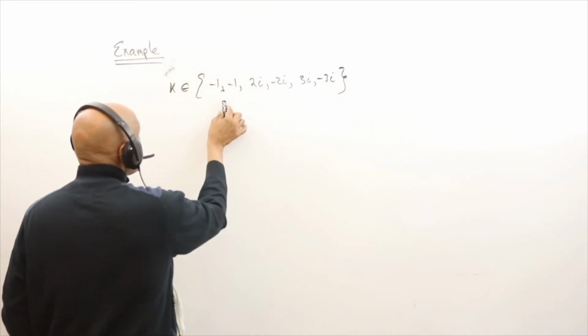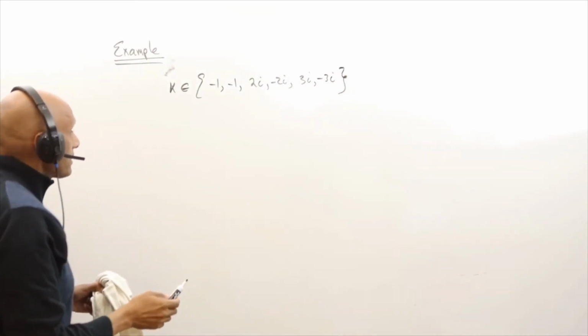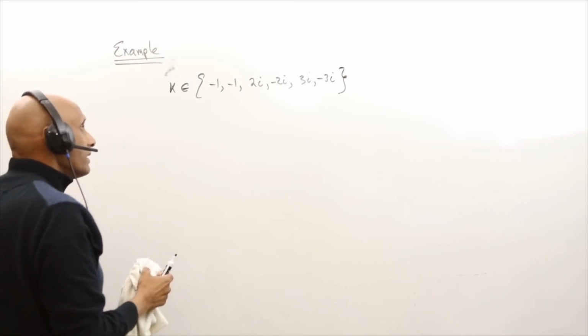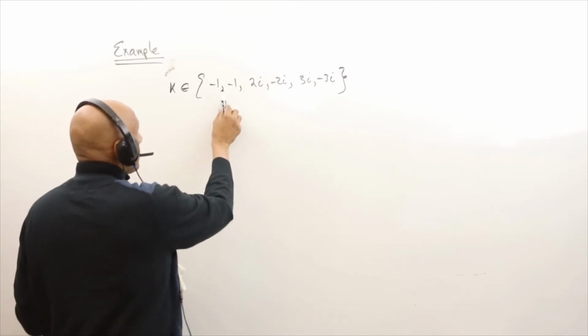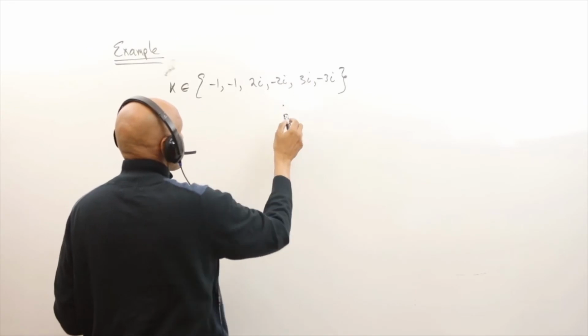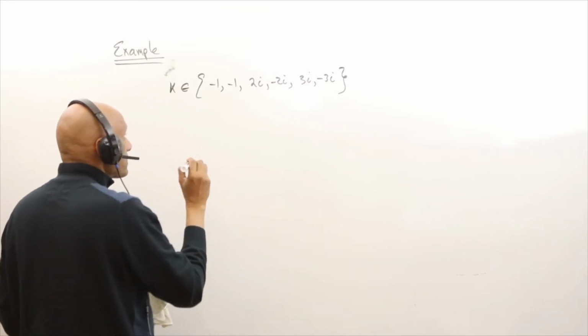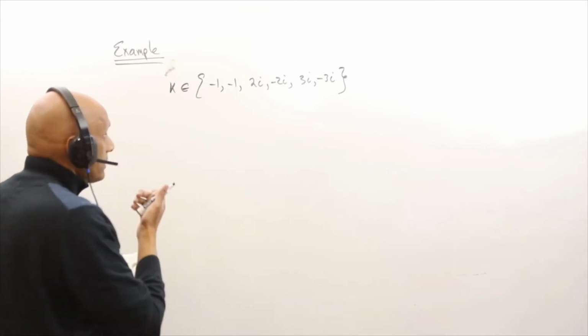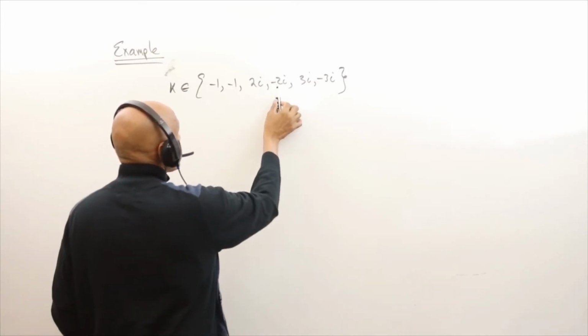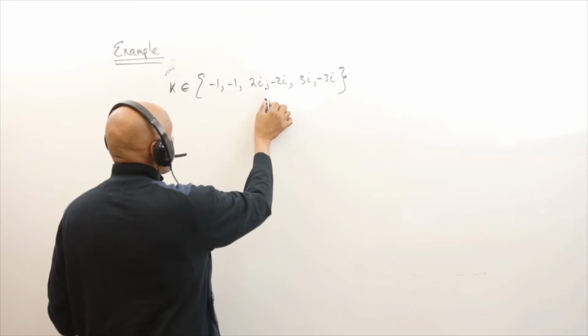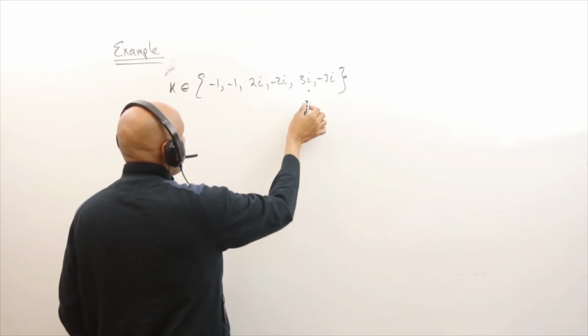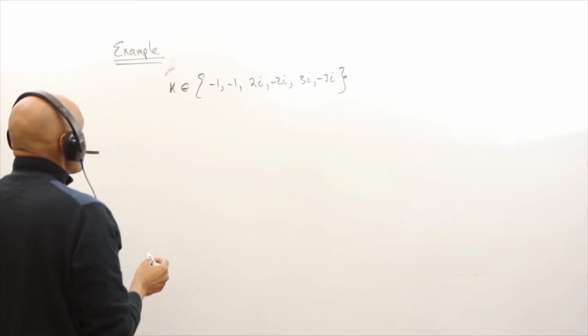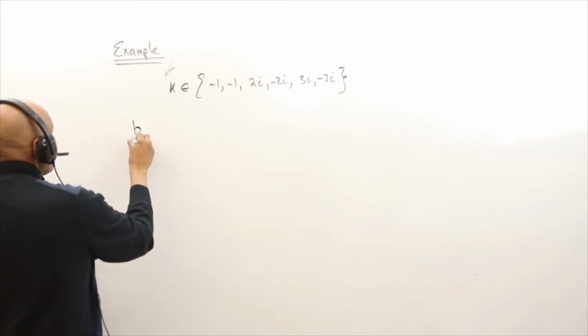I repeated the roots, so it's not a set, but let's assume that we have 1, 2, 3, 4, 5, 6. So this is 6 roots. Actually, 2 of them are repeated roots. And we have conjugate pairs of values of k, so 3i and minus 3i. They're basically conjugate pairs.